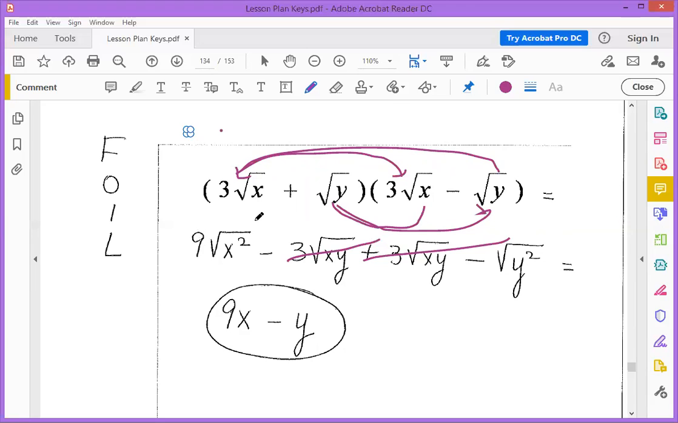And 9 times the square root of x squared. And 9 stayed on the outside. And the square root of x squared is x. So we have 9x. Minus, here, the square root of y squared is y. So our answer is 9x minus y.